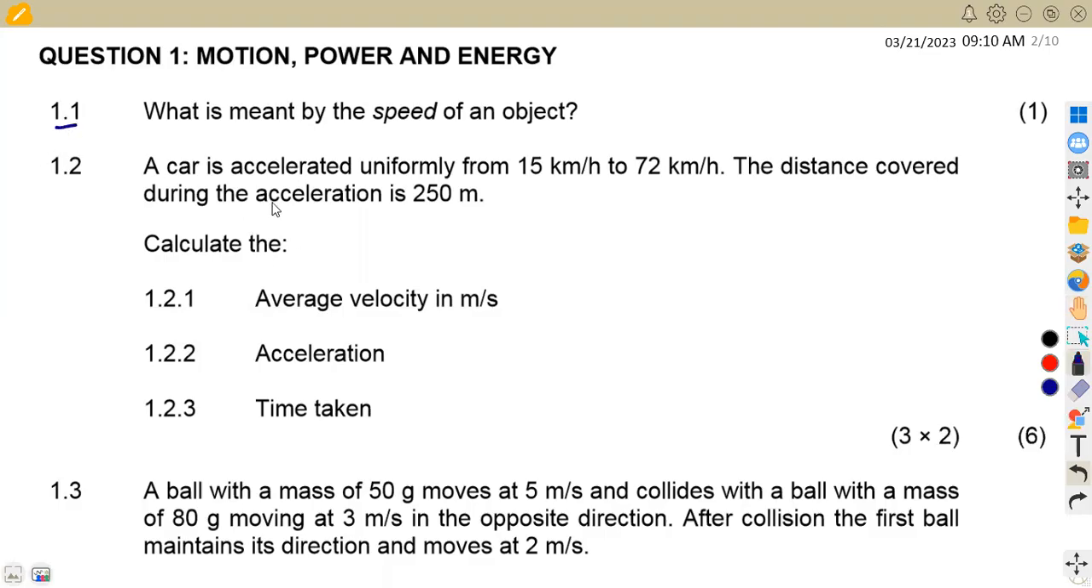We are given what is meant by the speed of an object. Remember that speed is equivalent to the distance over the total time taken. So this is distance over time. If we define speed as distance over time, that means we can simply define it as the rate of change of distance, measured in meters per second.